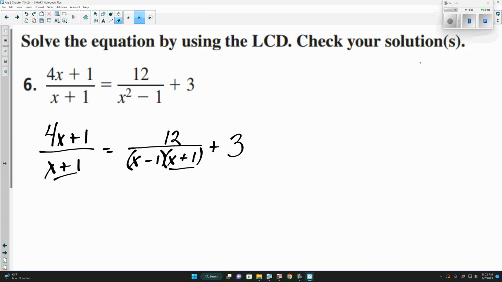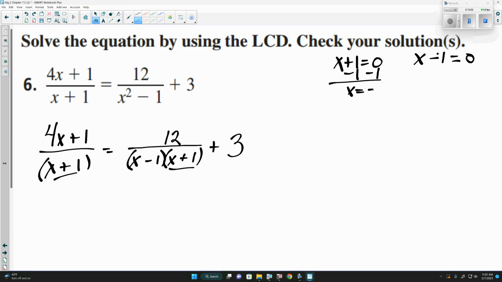Now before we start solving, we do need to see what our restrictions are, because the two places where x could make the denominator 0 are x plus 1 and x minus 1. Those are the two spots where the denominator could be 0. If we solve for these, for the first one we would subtract 1, telling us if x is negative 1, it would make one or more of the denominators 0. So x cannot be negative 1.